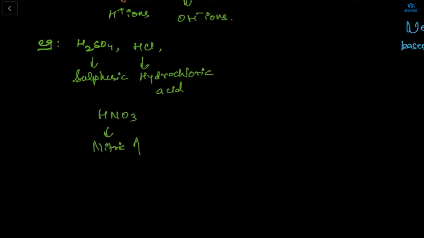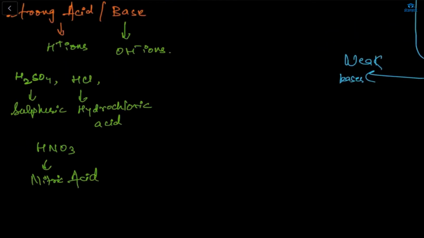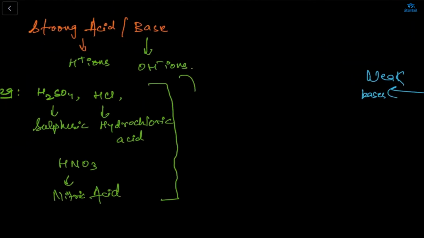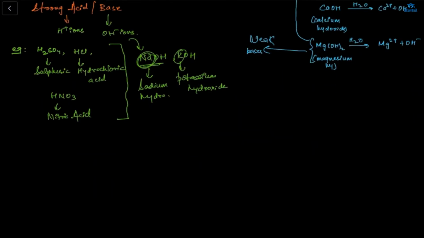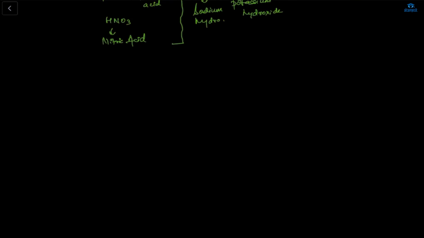These are the strong acids. And what are strong bases? Only two are there, NaOH and KOH. Potassium hydroxide and sodium hydroxide, and this K is potassium.